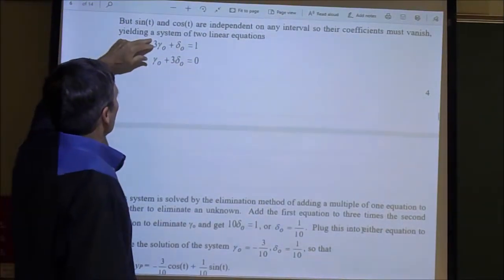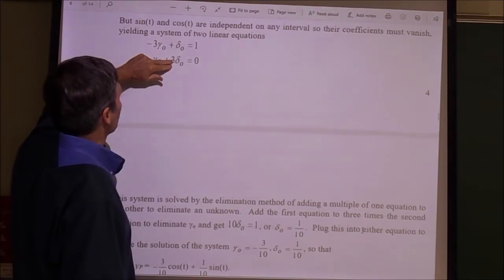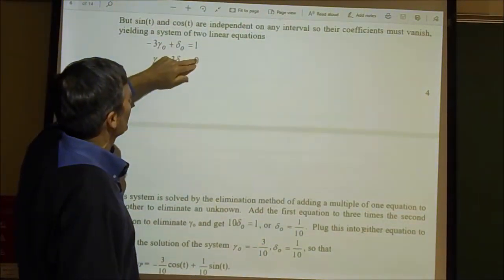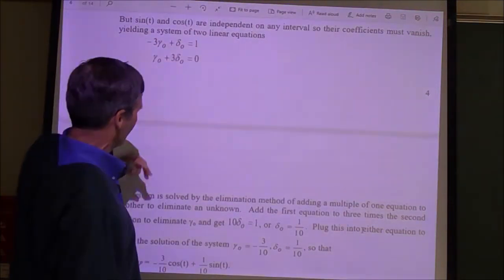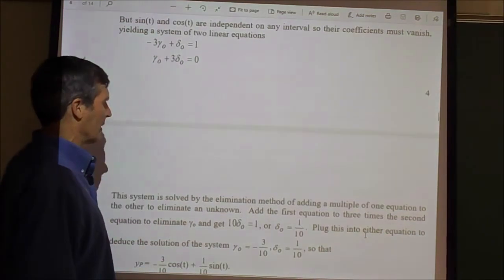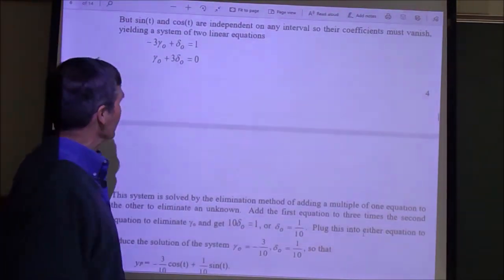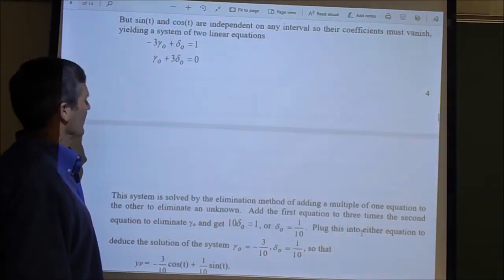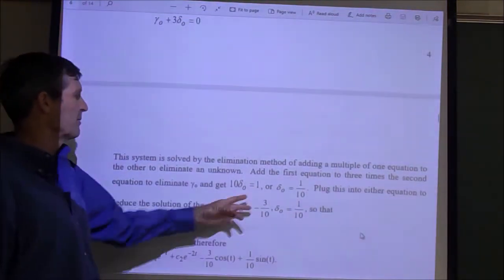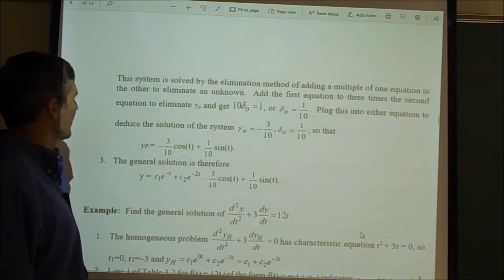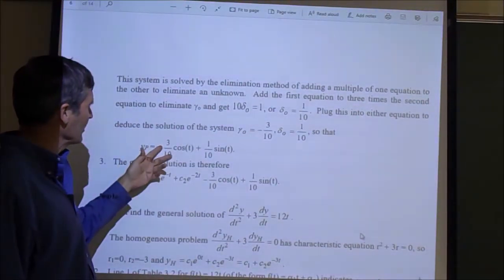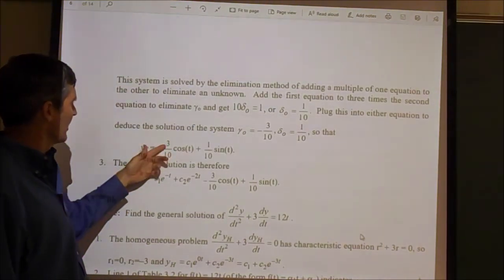So 3 times gamma 0 added to 0 is 0, and 3 times delta 0 added to 1 delta 0 is 10 delta 0, equals 3 times 0 added to 1 is 1. I have 10 delta 0 equals 1 by adding 3 times this equation to this equation. That means that delta 0 must be a 10th. Now I can plug that back into either equation and solve for gamma 0, and I find that gamma 0 must be minus 3/10.